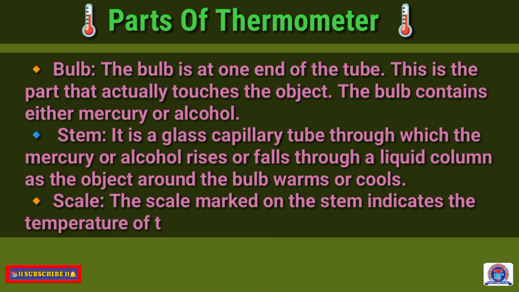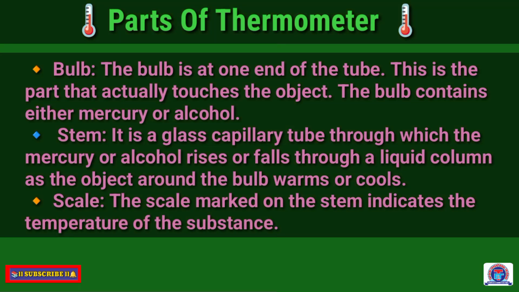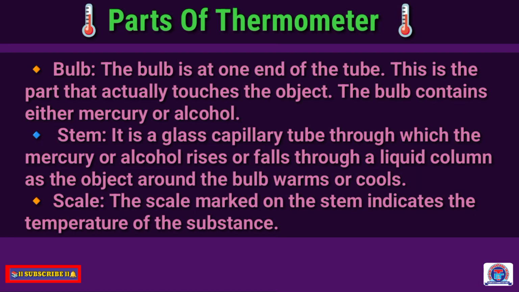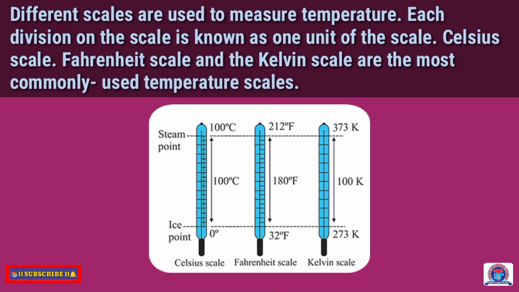Now stem. It is a glass capillary tube through which the mercury or alcohol rises or falls through a liquid column as the object around the bulb warms or cools. Now scale. The scale marks on the stem indicate the temperature of the substances, right? Now different scales are used to measure the temperature. Each division on the scale is known as one unit of the scale.